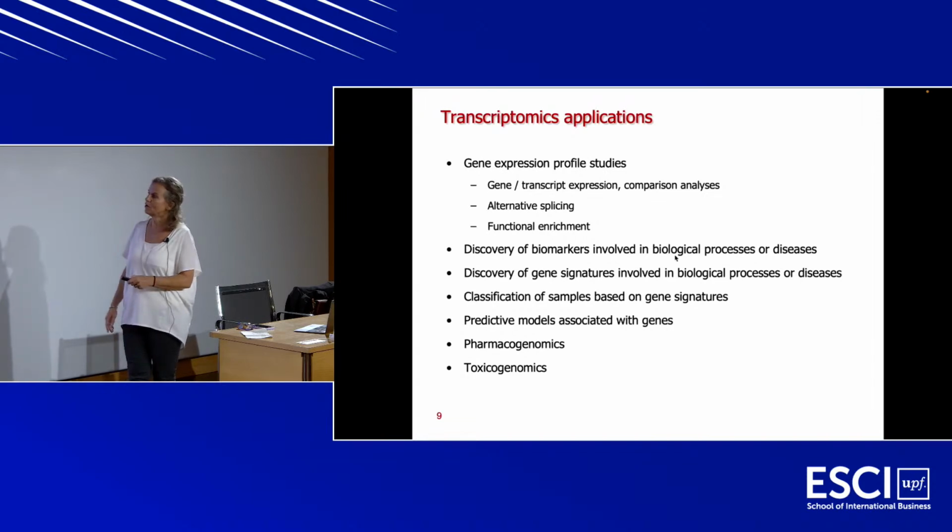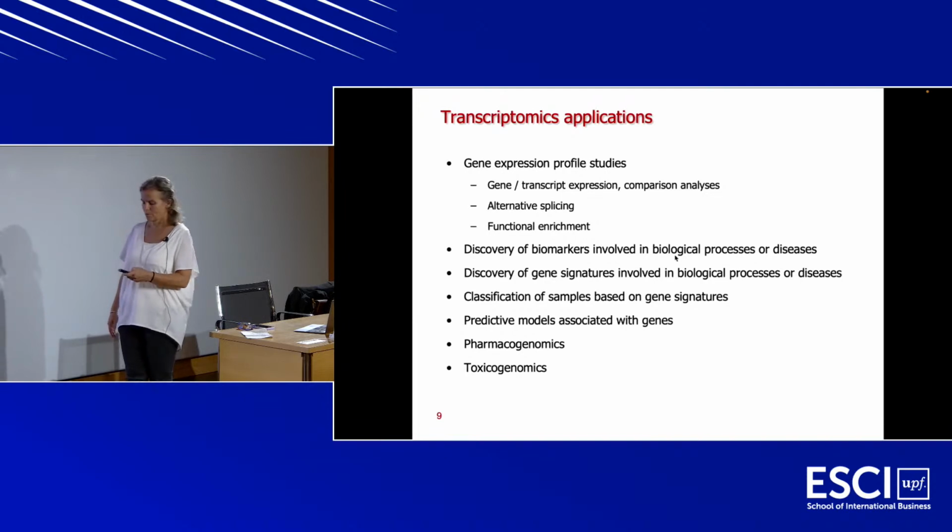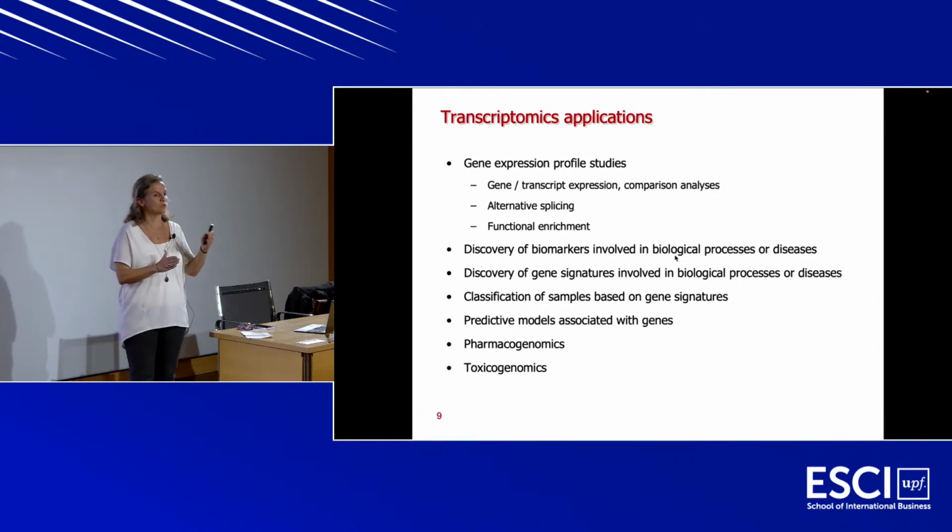Out of this, we can, of course, discover biomarkers that might be involved in a biological process, such as the cancer condition, or gene signatures, that is a set of genes that can be involved in a biological process. We can perform classification of samples, and this is something that we will see related to breast cancer specifically. We can generate predictive models. We can study pharmacogenomics and toxicogenomics, and that is how is treatment, so the dose of a treatment that we need to administer to a mouse, to a person, to a patient, to have the best results.